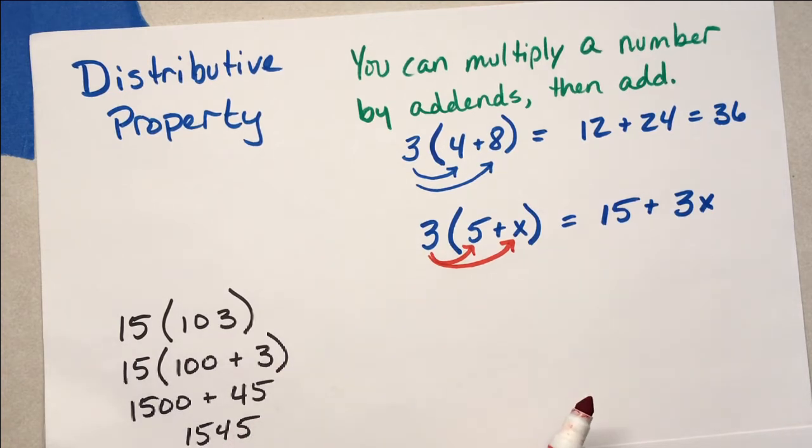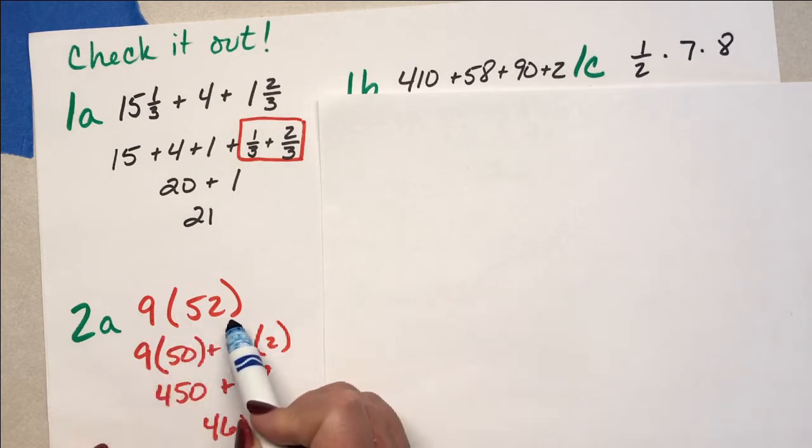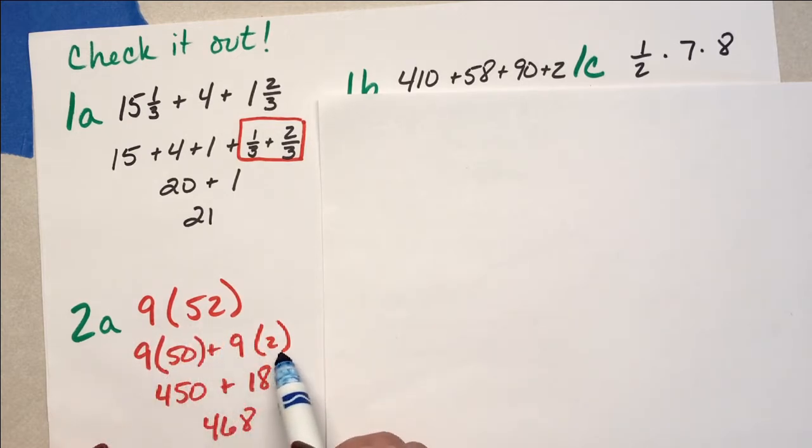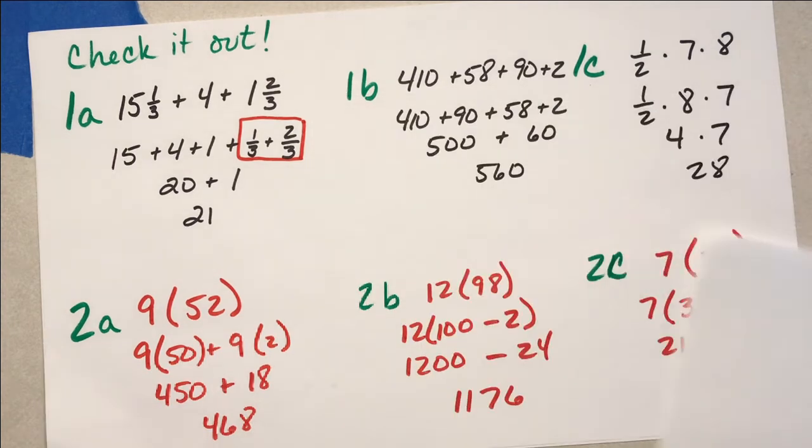There's even one subtraction problem. Follow that along and go ahead and do the 3 check it out problems on the bottom of page 47. Pause and come back. Number 2, 9 times 52 is the same as 9 times 50 plus 9 times 2, which is 450 plus 18, which is 468.